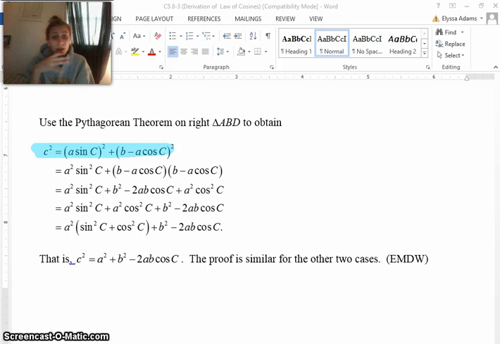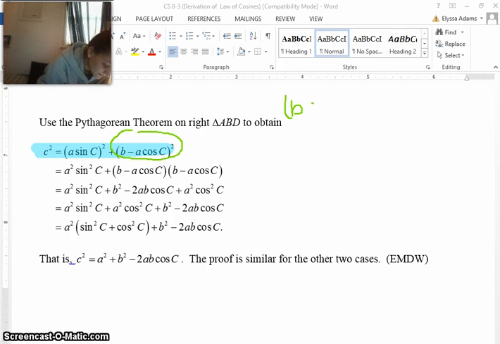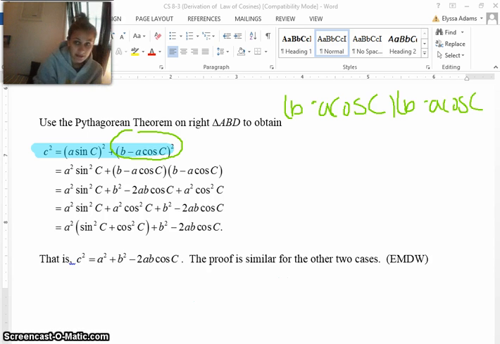Okay, and then when we square this part on the right, that is something that you're going to have to FOIL because that's really b minus a cosine c times b minus a cosine c. So you're going to have to FOIL that or box it, whatever you want to do. But after you do that, that's what gets us to this line right here. All right, so that's after you FOIL and combine like terms.